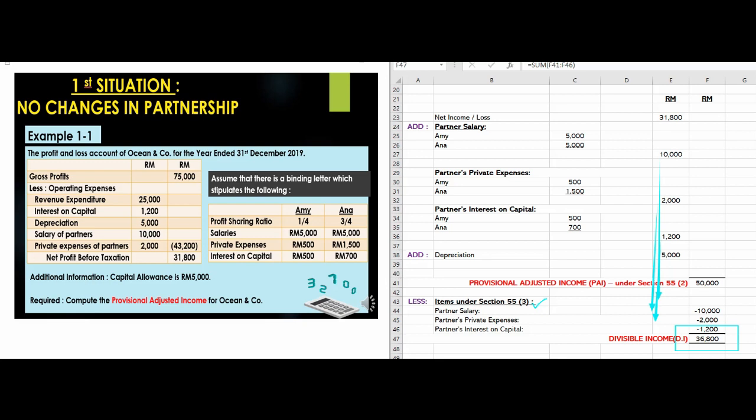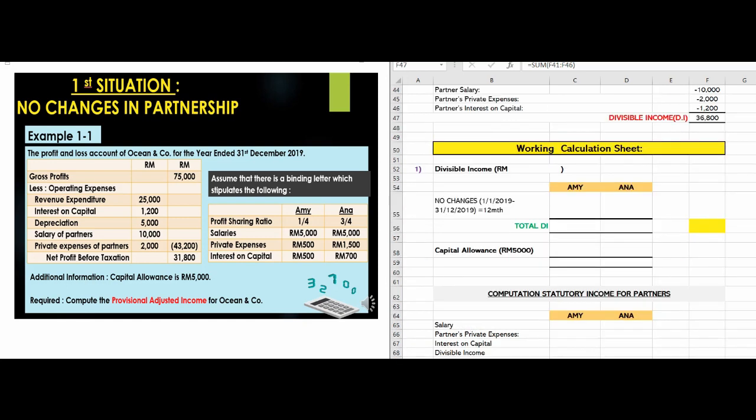So we already settled how to calculate the PAI and the divisible income, and now we are going to do the statutory income for each partner. I would be great if you can do it like this. There is a working calculation sheet that you are going to use. Sorry, it is a little bit messy. I'm going to repair it.